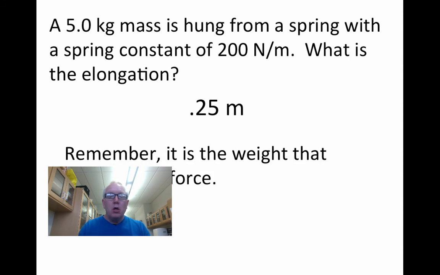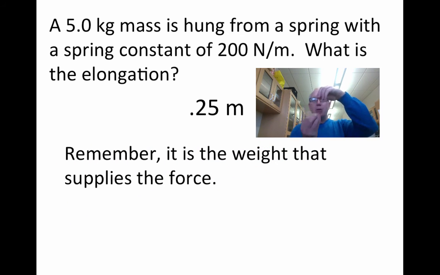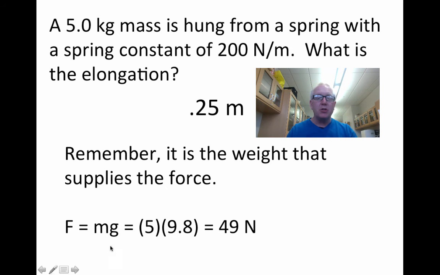Because if you are hanging a mass from a spring, well, the force pulling it down would be the weight. And remember again that weight is mass multiplied by acceleration due to gravity. So here the force is the weight, and that is 49 newtons. People confuse weight and mass oftentimes. That's why we did that weight-mass activity. But here I hope you can see that the force pulling down on the spring would be 49 newtons.